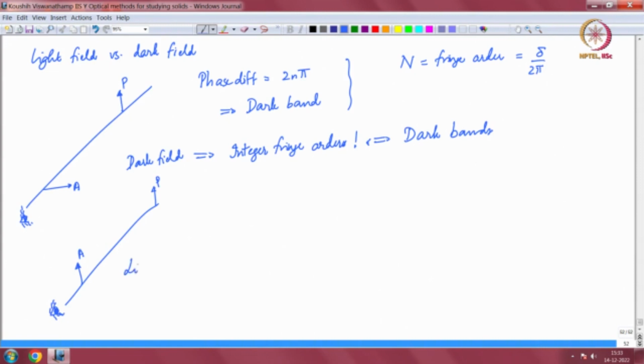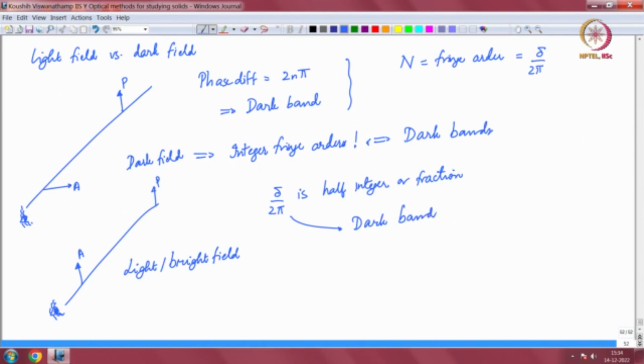In the light field case or the bright field case, the A is allowing stuff that is in phase with P, and the A is cutting out stuff that is perfectly out of phase with P. So, now delta by 2 pi is a half integer or a fraction for a dark band.